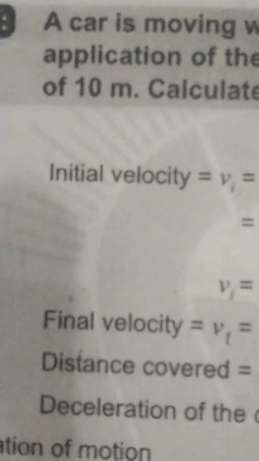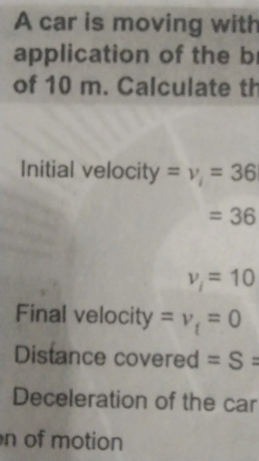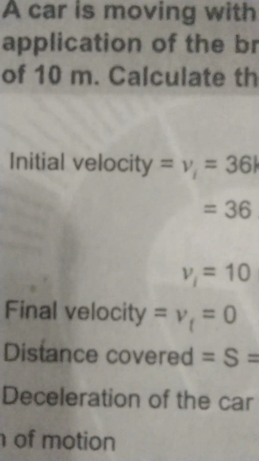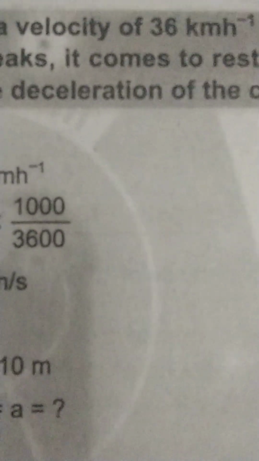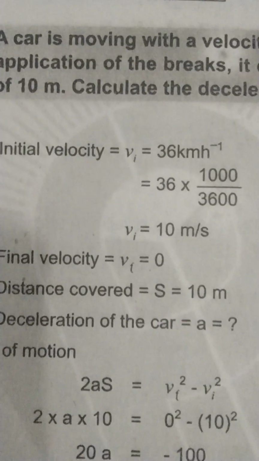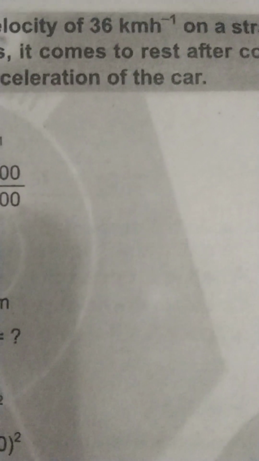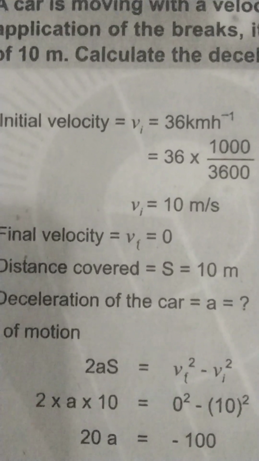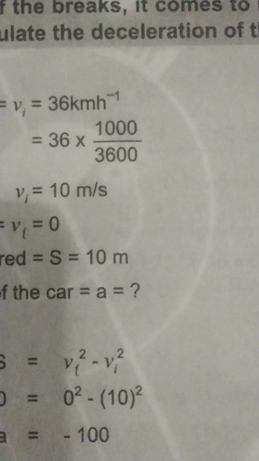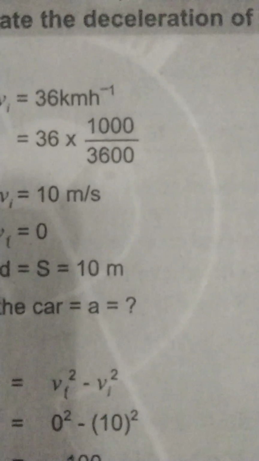Okay, one more. I know, students, you are so intelligent and you can easily solve this example problem. A car is moving with a velocity of 36 kilometer per hour on a straight road. On the application of the brakes, it comes to rest after covering a distance of 10 meter. Then what do we have to calculate? We have to calculate the deceleration.